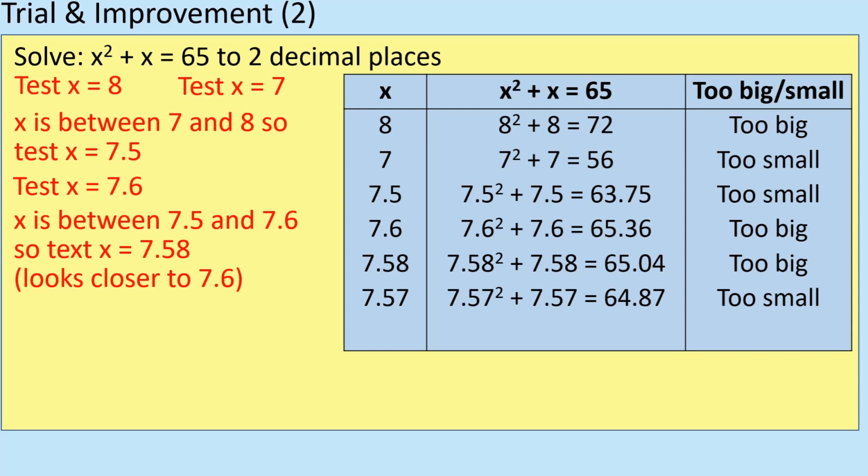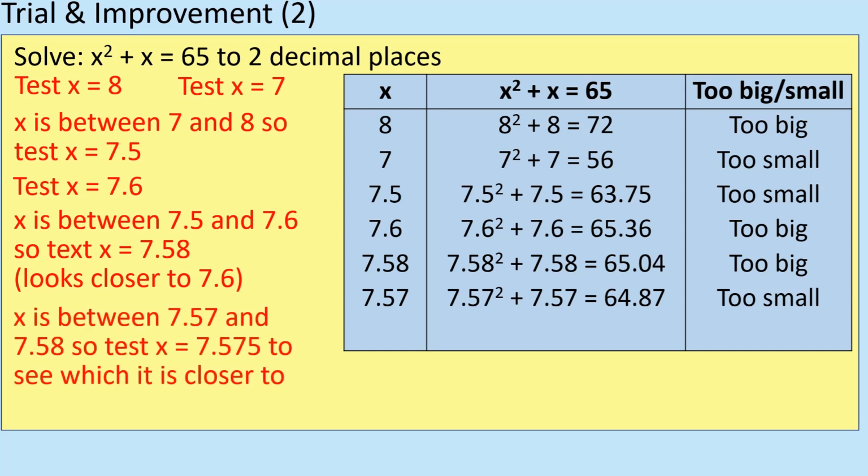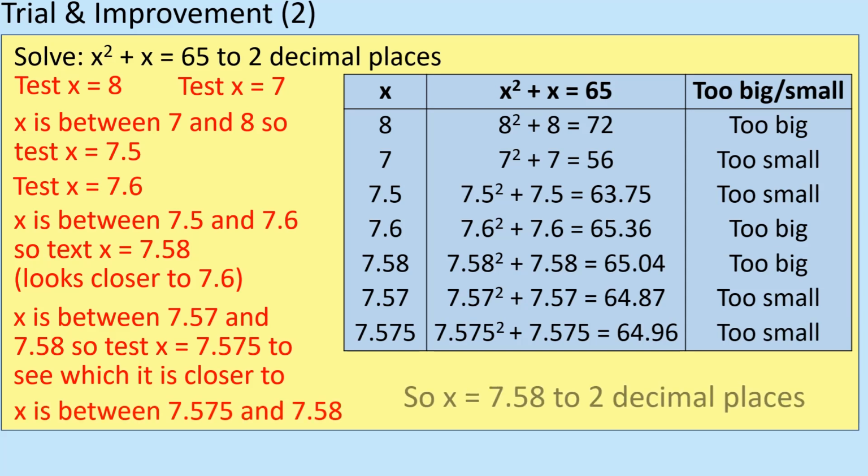And then, well, the way I said it last time is I try and decide which is closest. Well, which is closest? Well, this one is 0.04 away, and this is 0.13 away. So 7.58 is the closest one to me. So I would stop at this point and say 7.58 is my answer. But in here, you can see the test of the halfway value to see whether or not it needs to round up or not. 7.575 does need to round up, so it's going to be 7.58 as my answer to 2 decimal places.